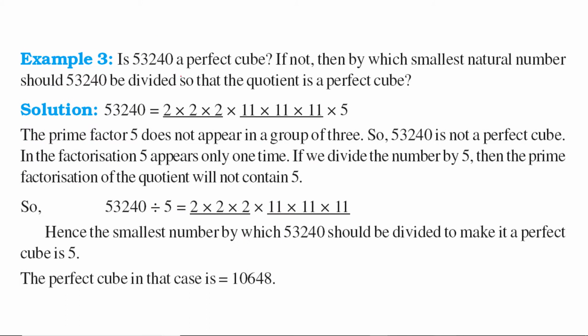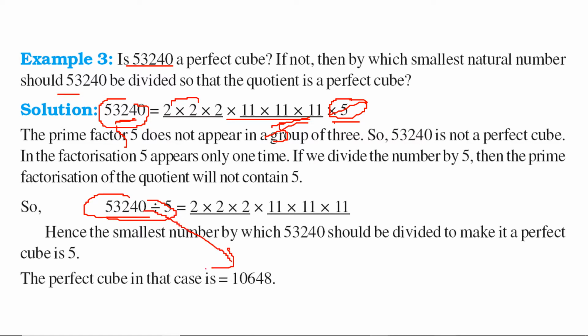Is this number a perfect cube? If not, by which smallest natural number should this be divided so that the quotient is a perfect cube? Let us find it out. 53240. 53240 can be written like this: 2 into 2 into 2, 11 into 11 into 11 into 5. If you want to find the factors, it will be like this. Now, this 5 is the number which is not forming the cube. So if we divide the whole by 5, we can cancel it out, and 53240 by 5 will give you a number which is a perfect cube. So 53240 divided by 5 gives you 10648. This is the perfect cube in this case.